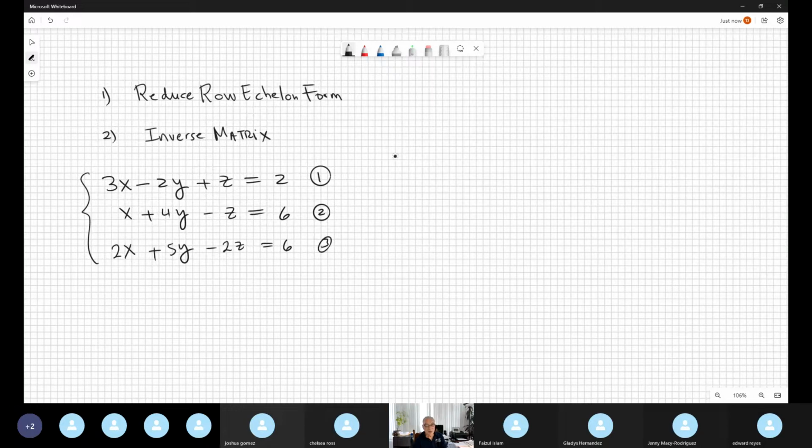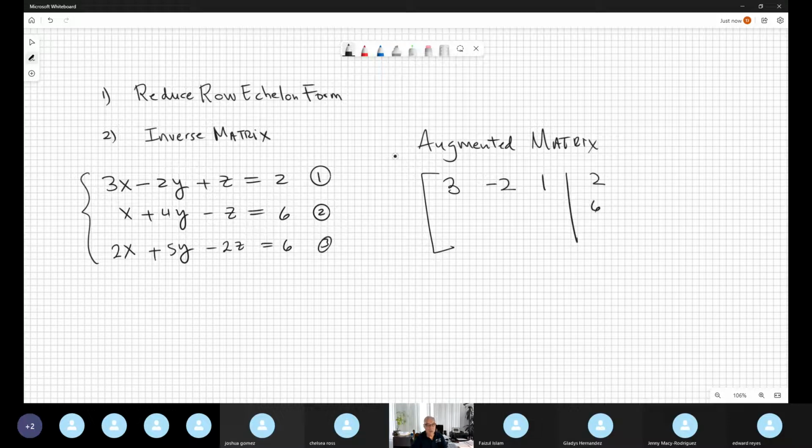In the last class, we learned how to solve that. We learned using the augmented matrix. And the augmented matrix is a combination, so we're using the same coefficients: 3, minus 2, 1, 2; 1, 4, negative 1, 6; 2, 5, negative 2, 6, and you put it inside the software and you apply this function. However, I want to explain now that function. That function is a different organization.